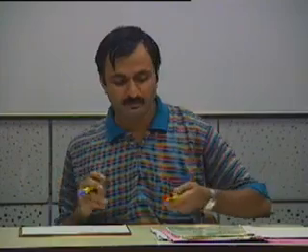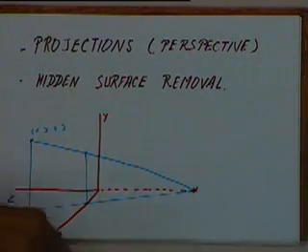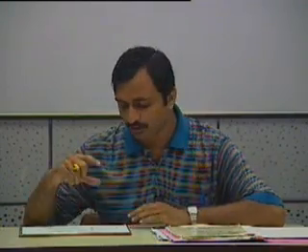Today we will be talking of the perspective projection, and then if time permits we will go on to hidden surface removal. In a perspective projection, the basic idea is that when we are looking at any object, we want to draw the object the way our eye sees it.